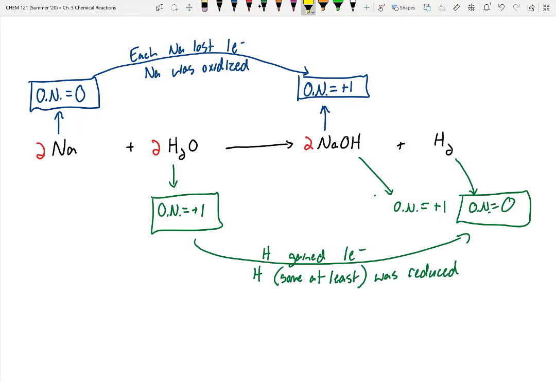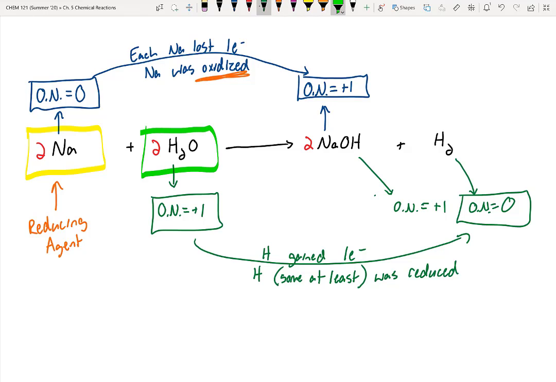Okay. And then last but not least, we could look at the sodium and ask, was sodium acting as an oxidizing agent or a reducing agent? Reducing. Yep. It's acting as a reducing agent because it contains the thing that was oxidized. And then over here, what was water doing? Well, water contains the thing that was being reduced. So therefore, it must be the oxidizing agent. Make sense?